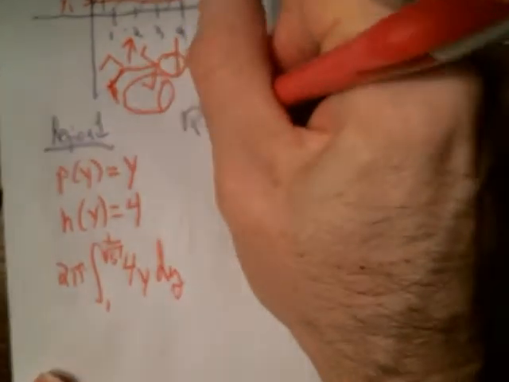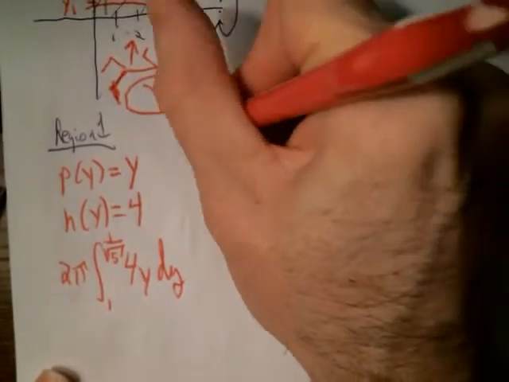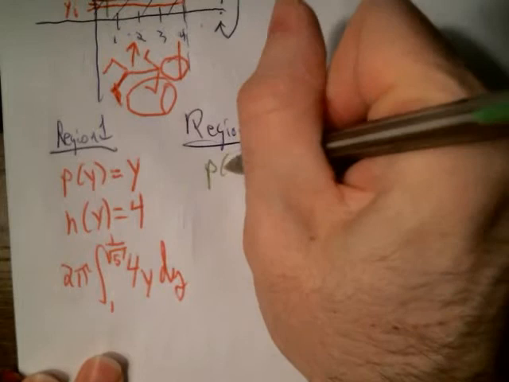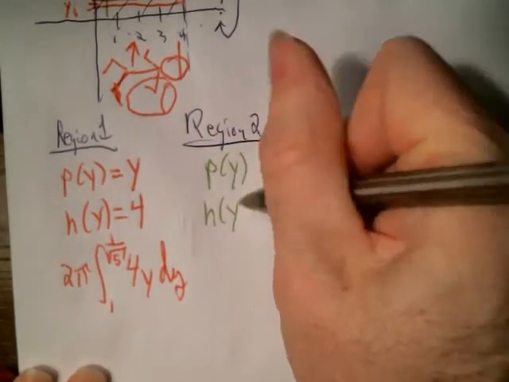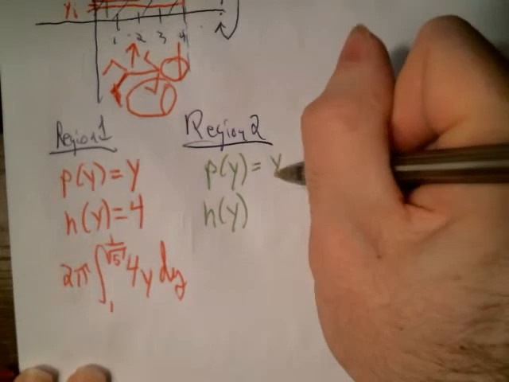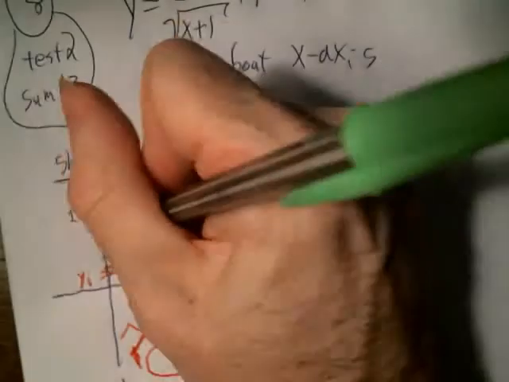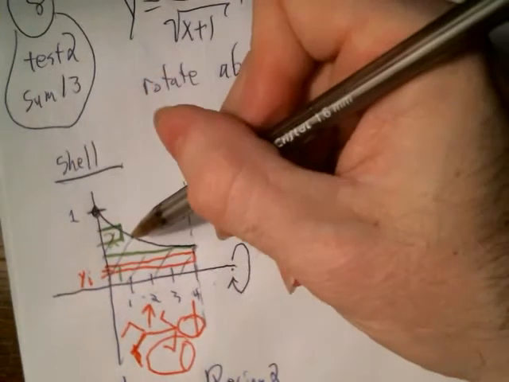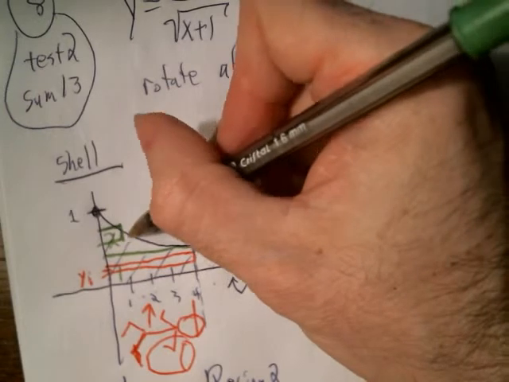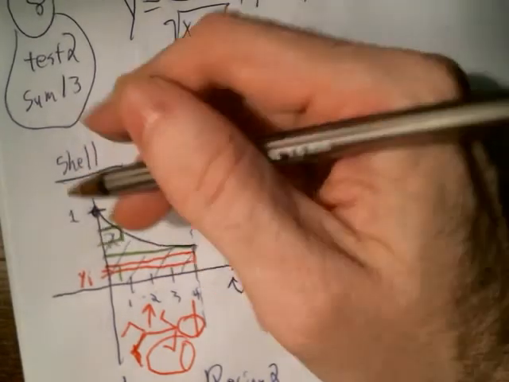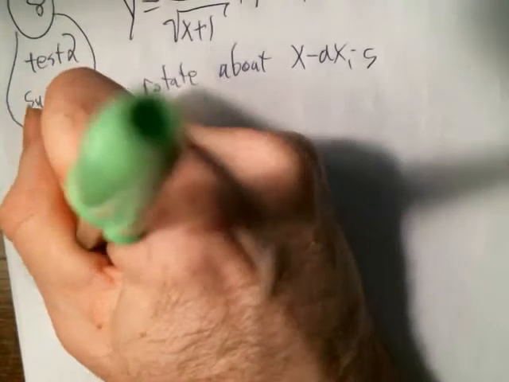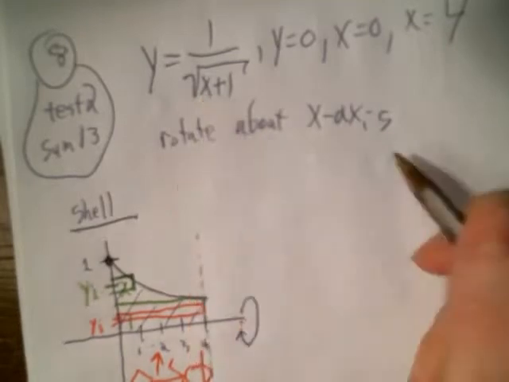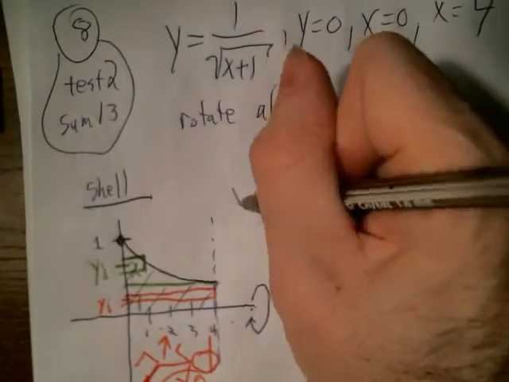And then region 2, I'll need another set of formulas. So I need a P of y again, and then an H of y. P of y again will just be y. But my H of y is variable this time. The height of this little rectangle that I just drew is variable throughout this region. And its height for a given particular y sub I will be given by this formula here, but it's not in terms of y, right? So I'm going to have to change that.